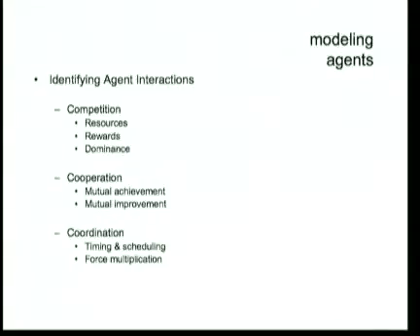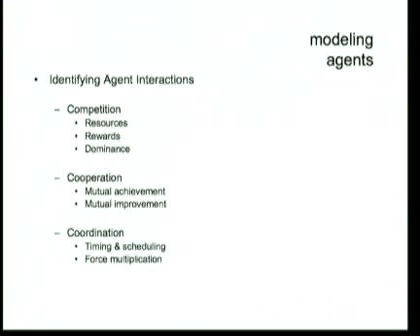Okay, and finally, there are modalities of agent interactions. There are really three that are common. Competition, for example. Agents may be in competition with one another in a general sense through their interactions. They consume resources. They compete for rewards in a finite reward system. They may compete for dominance. In general, their actions involve effects that reduce the opportunities, if you will, for other agents.